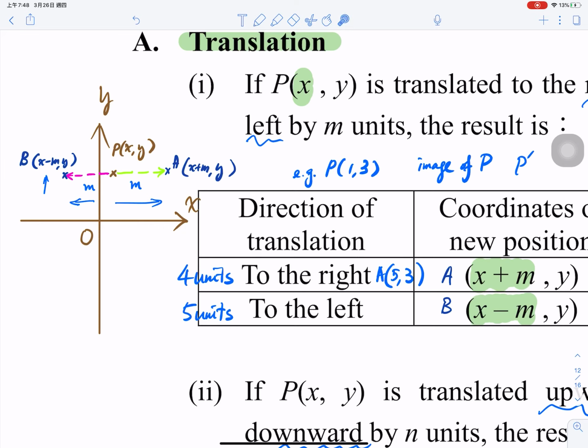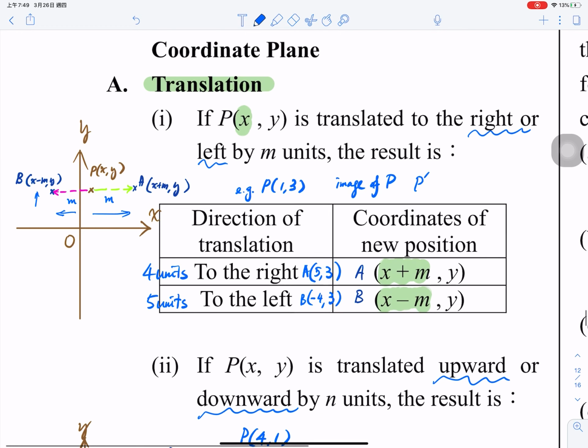How about P translate 5 units to the left? Then what is the result? If this one is B, then what is the result? Yeah, correct. 1 minus 5, that means negative 4. (-4, 3). Okay, so see that here, if translates to right or left, it affects x coordinates.